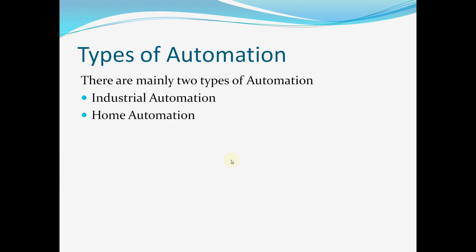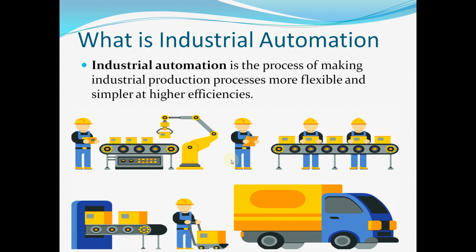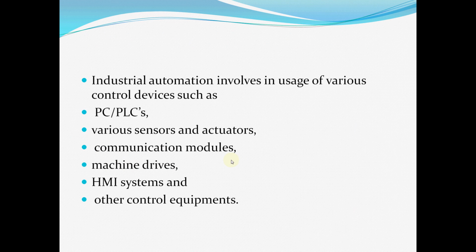Now there are two types of automation mainly. First one is industrial automation, second is home automation. So industrial automation is the process of making industrial production processes more flexible and simpler at higher efficiencies. It may involve PCs and PLCs, various sensors and actuators, communication modules, machine drives, HMI systems, and other control equipment.